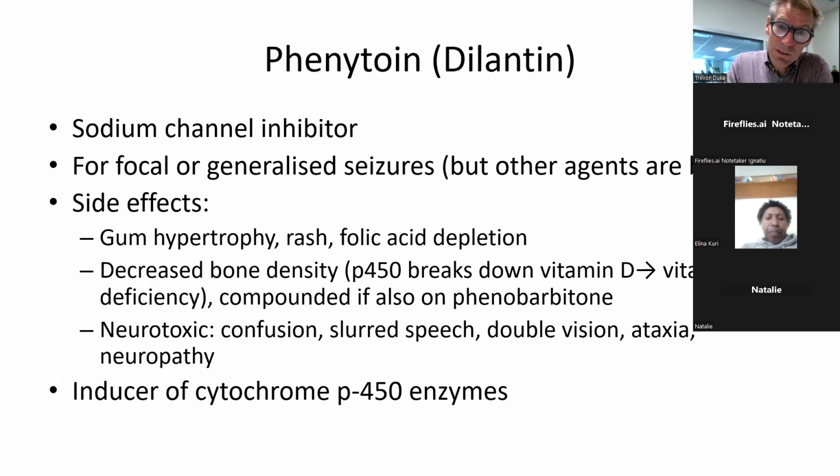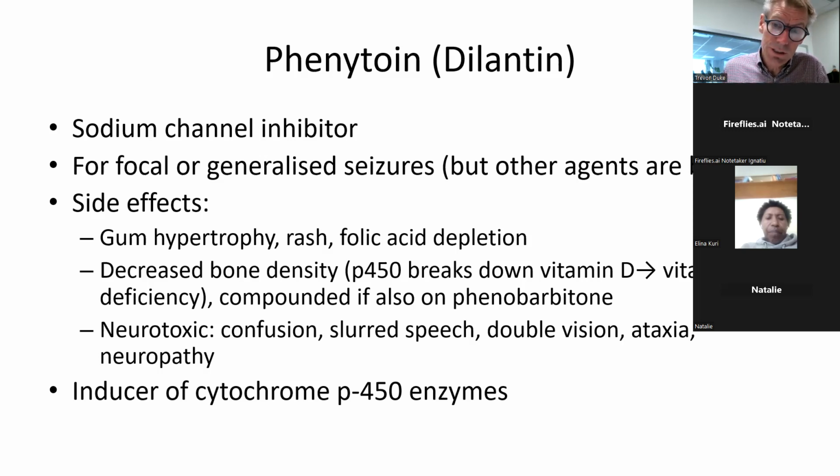Phenytoin is similar to phenobarbital, but it has a slightly different mechanism of action. It's a sodium channel inhibitor, and it can be used for focal or generalized seizures. But again, the other agents are better. For focal seizures, carbamazepine. For generalized seizures, sodium valproate's better. And there are some side effects again with phenytoin, particularly this gum hypertrophy that I mentioned. And there are some children that get a rash to phenytoin, and it also has a mechanism by which it depletes folic acid from the body.